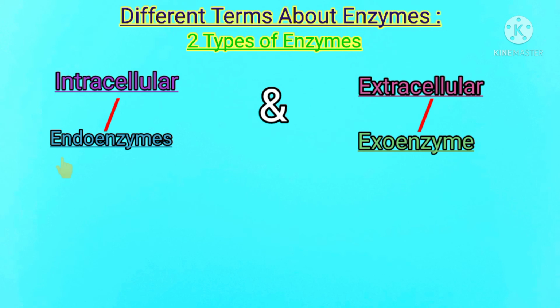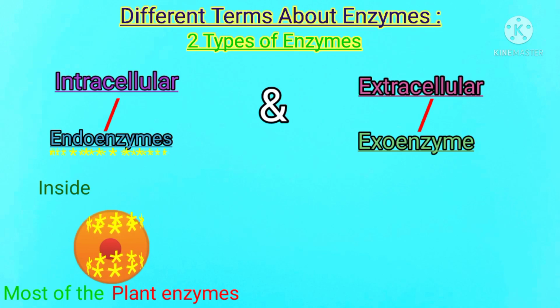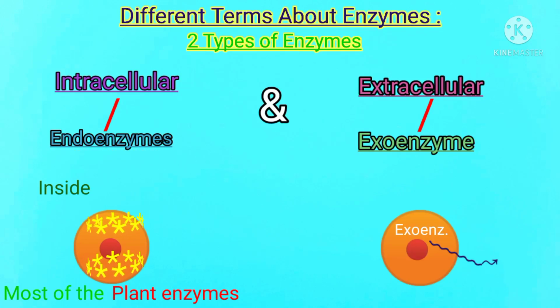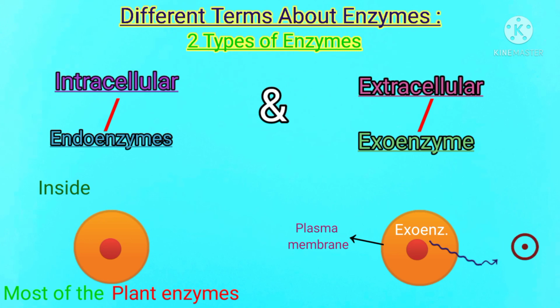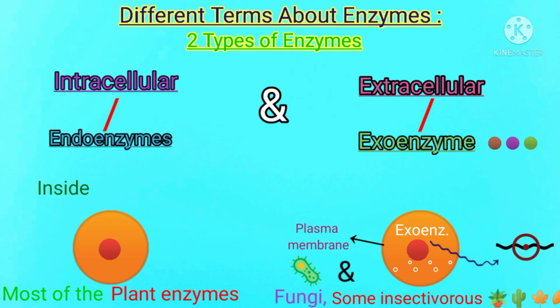Dear students, endo means inside. So endoenzymes act within the cell. Therefore, a large number of plant enzymes are endoenzymes which act inside the cell, whereas exoenzymes diffuse out of the cell through the plasma membrane and function on some outside medium. Exoenzymes act on substrates in fungi, bacteria, and some insectivorous plants. Dear students, exoenzymes are synthesized by the living protoplasm, but they do not require the environment of a living cell for their action, for their function.